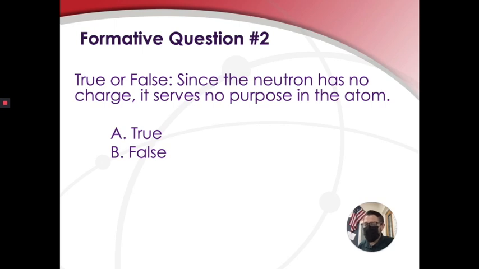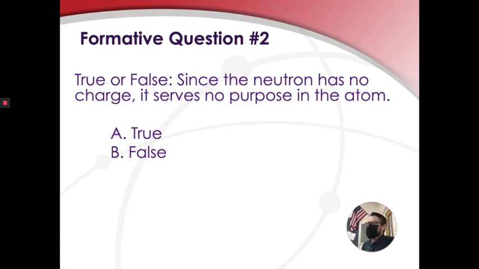Now, next formative question, true or false? Since the neutron has no charge, it serves no purpose in the atom. Of course, it stands to reason if there are neutrons inside of an atom, that neutron has some purpose. Okay, even if it's not electrically charged, there's a reason to have those neutrons.